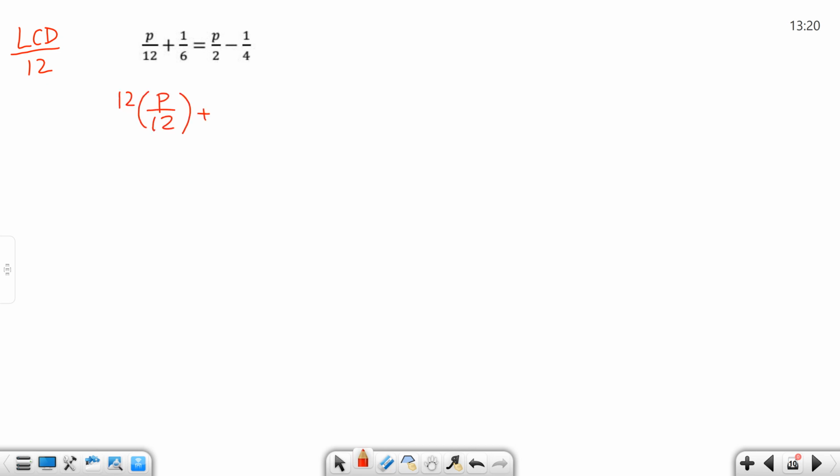12 times P over 12 plus 12 times what? 1/6. I would normally show that with parentheses around everything, but I'm going to get to this step. I'm going to distribute. So on the right-hand side, do the same thing. Equals 12 times P over 2. Just go ahead and show the distribution right off the bat. Minus 12 times 1/4. They're all multiplied by fractions, so I need to remind myself that all of the 12s are over what? 1.